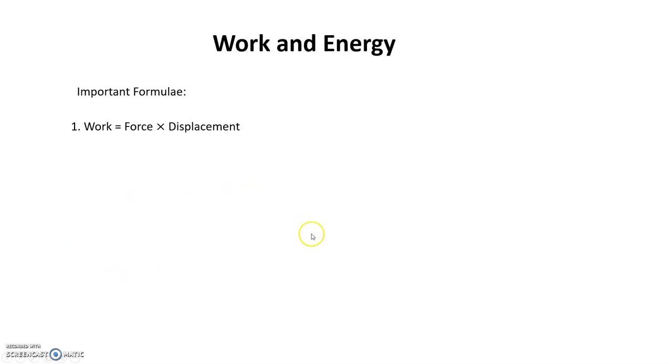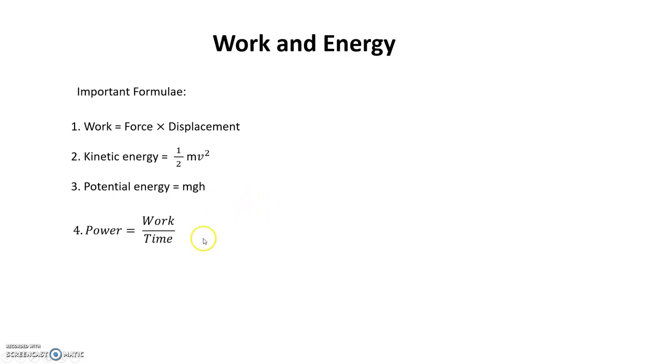Work is equal to force into displacement. Kinetic energy is equal to half mv square, where m stands for mass and v stands for velocity. Potential energy is equal to mgh, where m stands for mass, g stands for acceleration due to gravity, and h stands for height. Power is equal to work upon time. Energy consumed is equal to power into time.